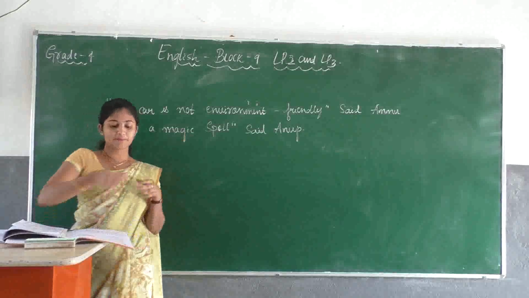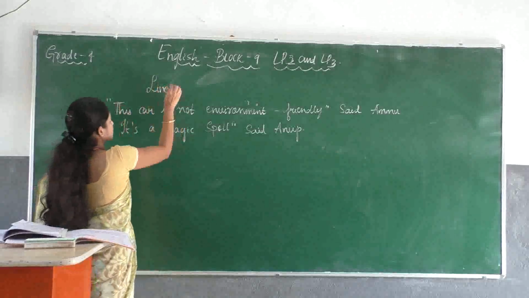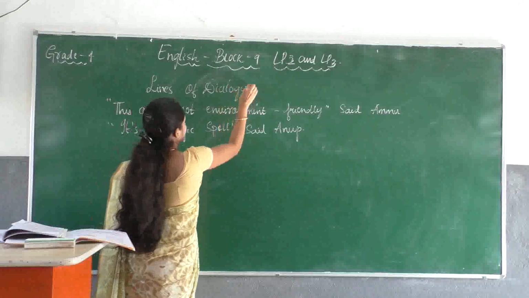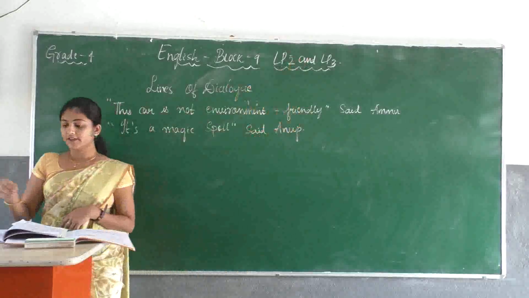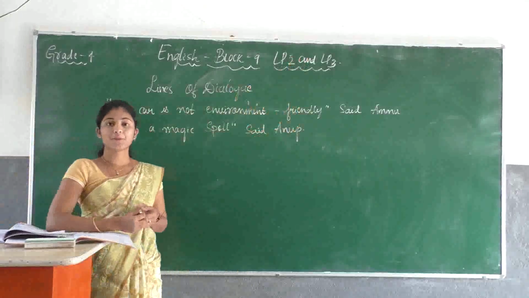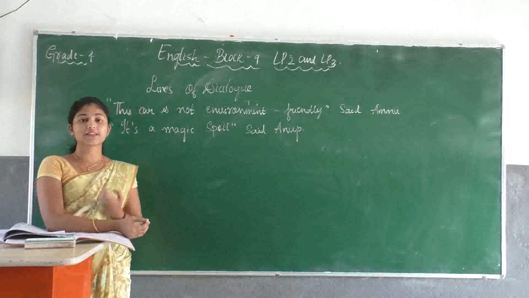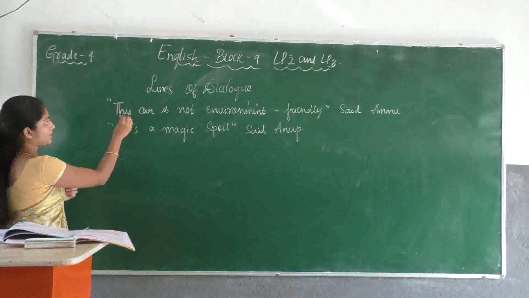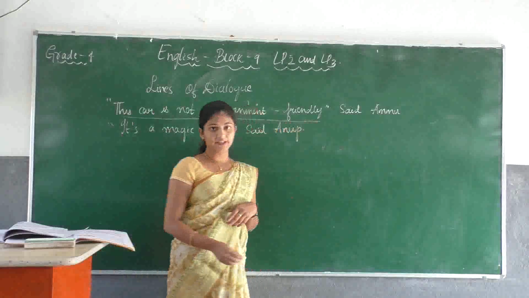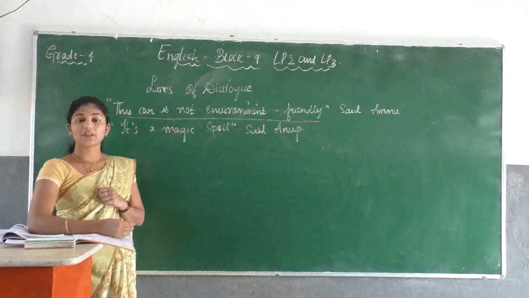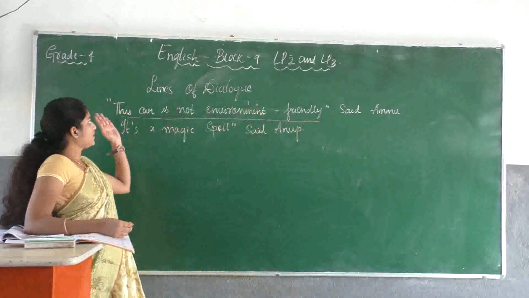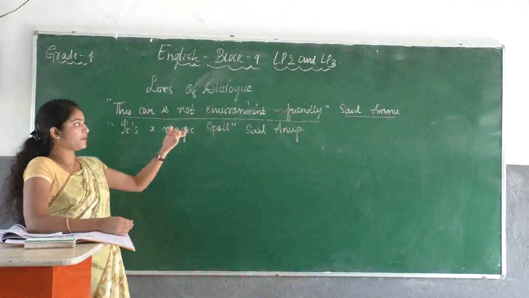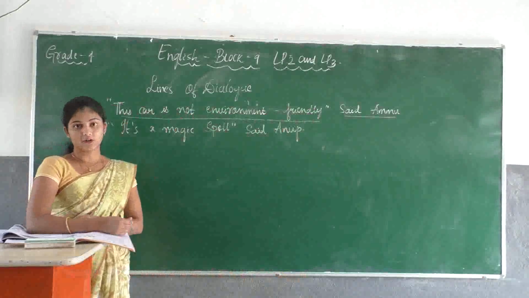Open your worksheet. LP2 is about lines of dialogue. So first thing is, what is dialogue? Yes, the line which is said by the character, which is there in the quotation mark. For example, I have written here, "This car is not environment friendly." I have taken two sentences from the lesson, The Magic Spell. In that one, this line is there. Who said this line? Yes, these lines are said by Ammu. This is nothing but a dialogue.